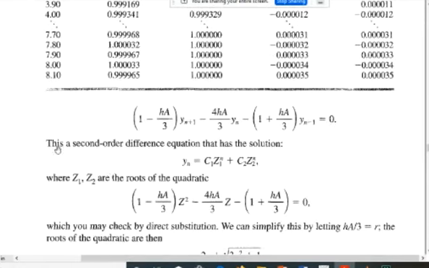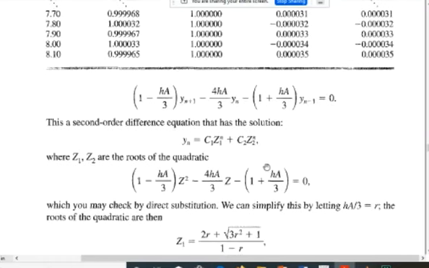which is the second order difference equation that has the solution y_n equals c1 z1^n plus c2 z2^n, and z1 and z2 are the roots of the quadratic equation.